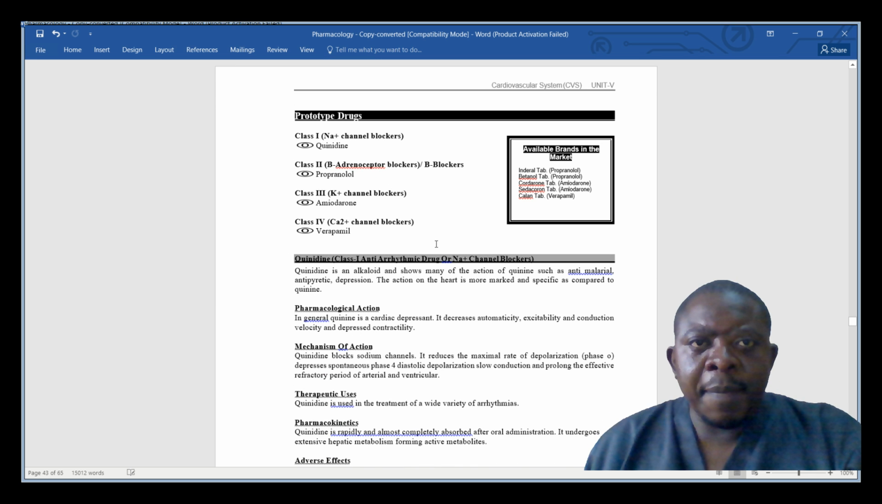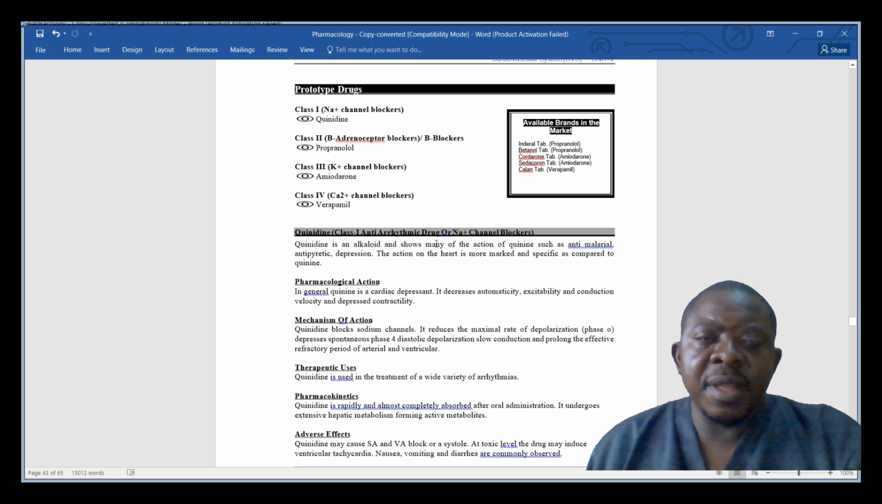Prototype drugs that may be used in arrhythmias. We have class 1, sodium channel blockers like quinidine. We have class 2, beta adrenoceptor blockers or beta blockers like propranolol. We have class 3, potassium channel blockers like amiodarone. And then we have class 4, calcium channel blockers like verapamil.